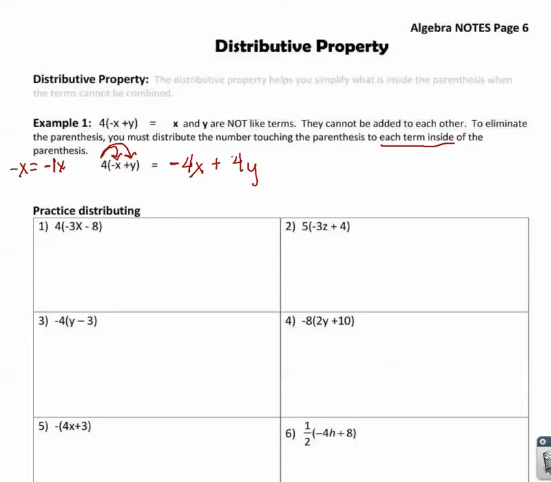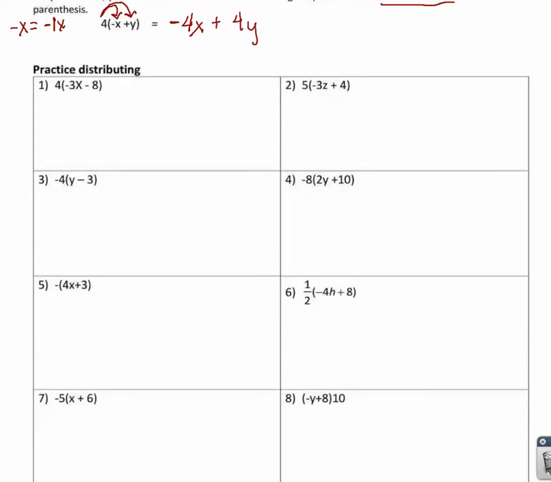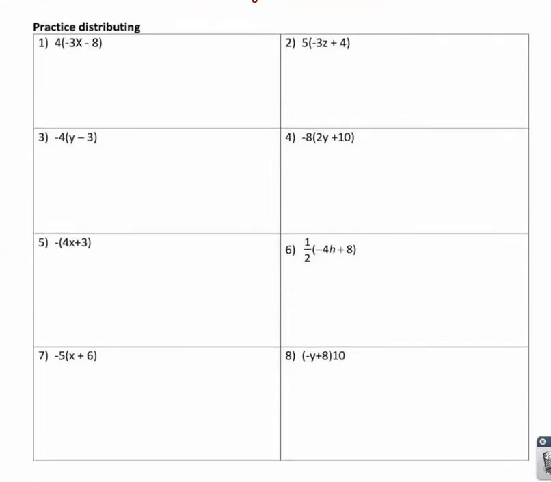You still cannot combine them. However, now you've at least eliminated the parentheses, and they can possibly be combined with other terms that may be in the equation. So let's practice. We're going to do the evens. So 5, you're going to distribute this to each term on the inside.